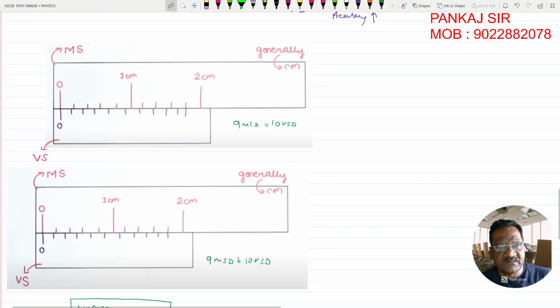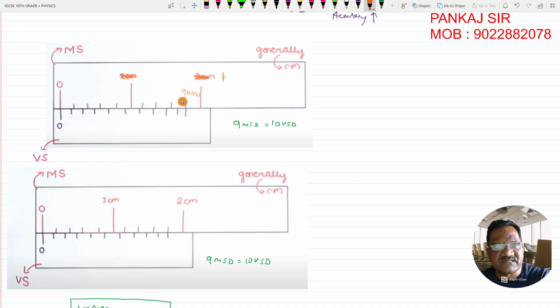Here I am trying to show you how the 9 divisions of the main scale... Can you see this is a main scale? Now this is not rightly written by me. This should be 1 centimeter, right? So you can see here on the main scale, this is 0, 1, 2, 3, 4, 5th division, 6, 7, 8, and 9 division. So here it is 9 millimeter.